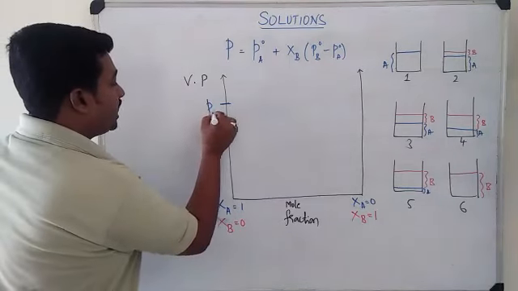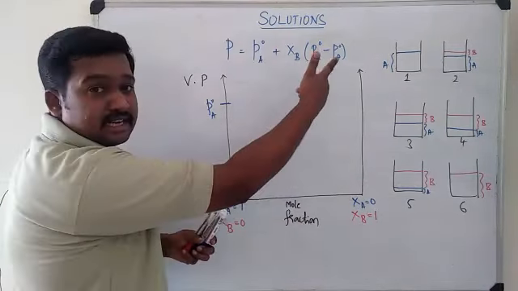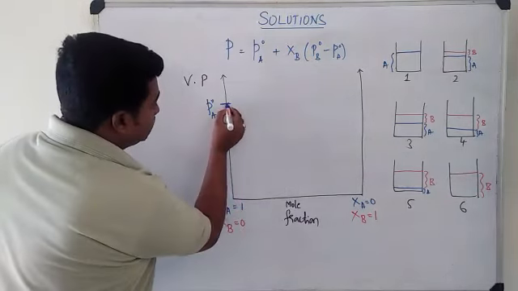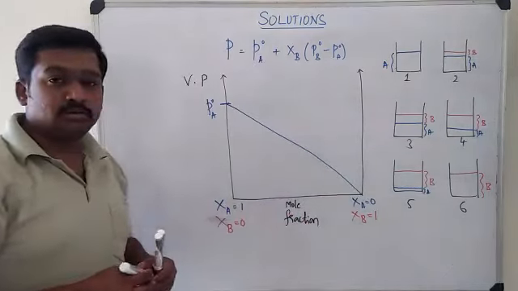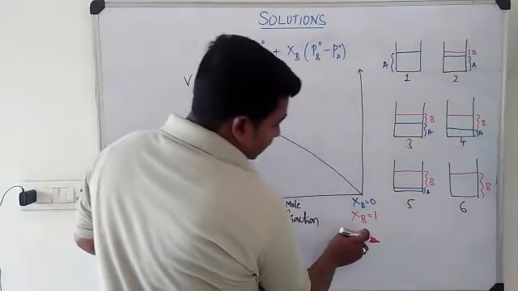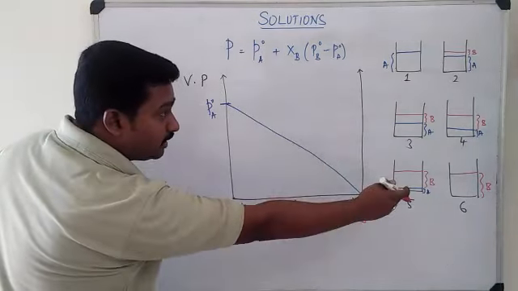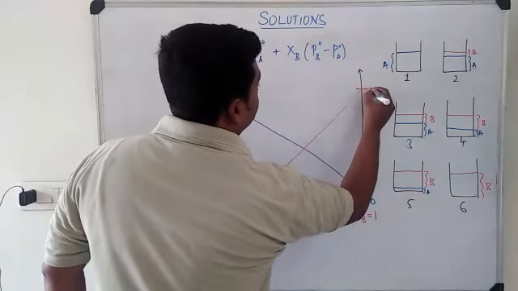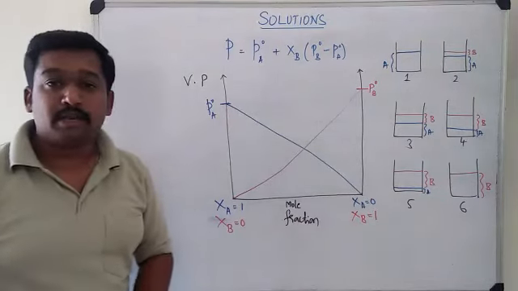This I call PA0. As you move along this direction, as I said, when there is a negative difference, it will decrease. That means I will get a straight line sloping downward like this. As it reaches 0, the line also reaches 0 because the component becomes 0. Whereas in case of B, XB is 1, it was 0 here. And as you increase the amounts of B, it increased and reached the highest value. Let us call this PB0. So it reached the vapor pressure of PB0.